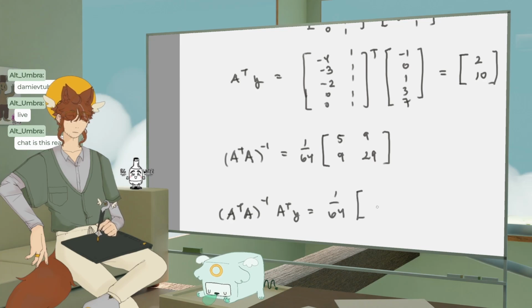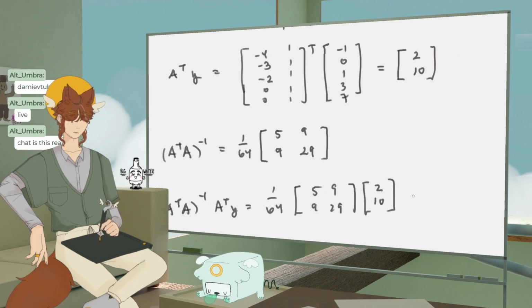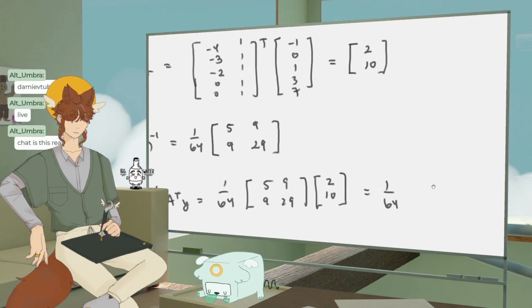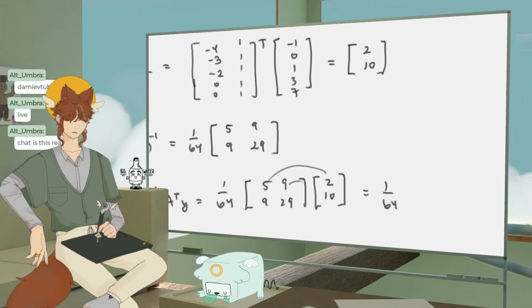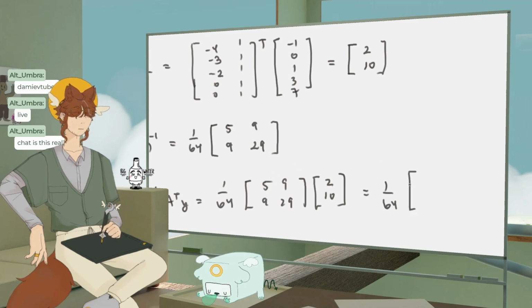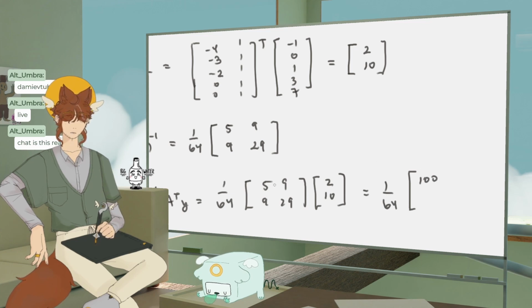1/64, 5, 9, 9, 29, and I don't have a fun way of doing this one. It's gonna be 1/64. This and this. Okay, so 5 times 2 is 10, plus 9 times 10, that'll be 100. And then my entire brain just stopped working. 9 times 2 is 18. 18 plus 290 is 308? 308.